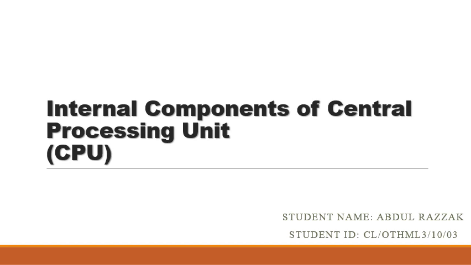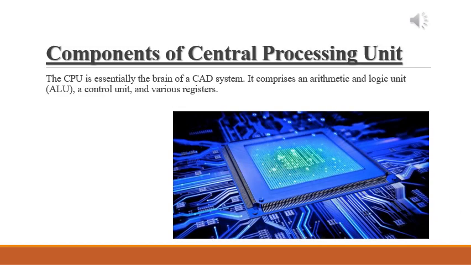In this presentation, we are going to be talking about the internal components of Central Processing Unit. Components of Central Processing Unit. The CPU is essentially the brain of a computer system. It comprises an arithmetic and logic unit, a control unit, and various other registers.